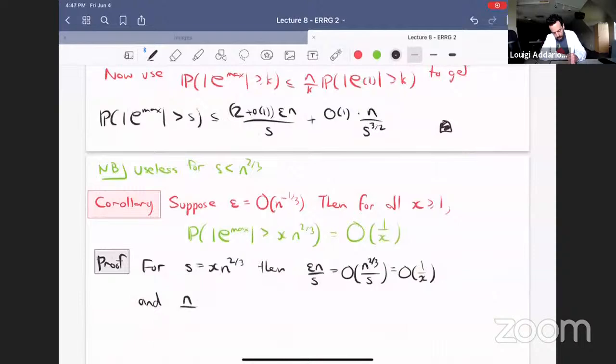And then the other term, n over s to the 3/2, is actually order 1 over x to the 3/2. So it's an even better bound. Okay, so that's easy.